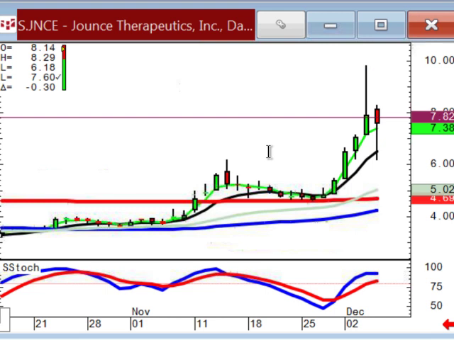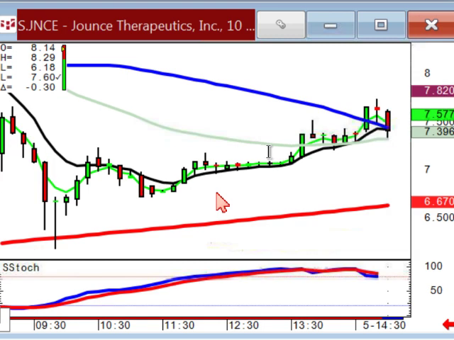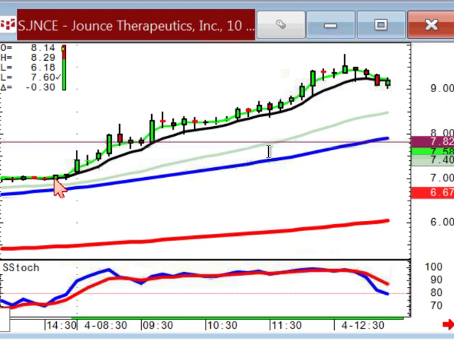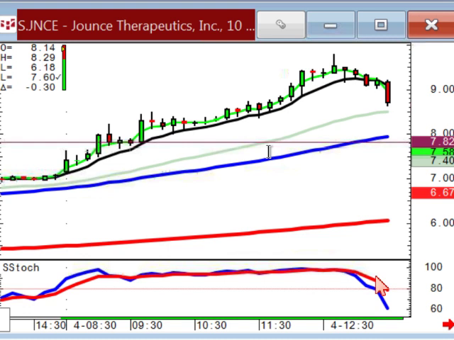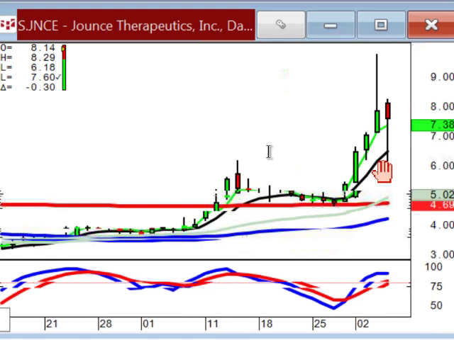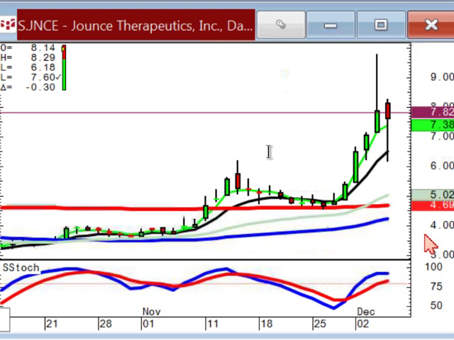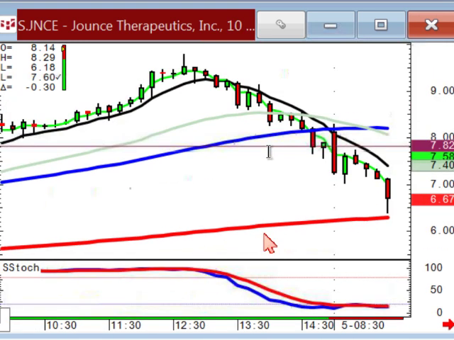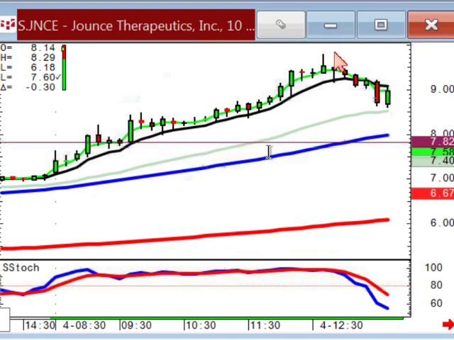We simply go to our 10-minute chart. Let me see if I can. So here is probably that move. I think. So this went up to 9.5. Let me see if I can do this. Where was it? Oh, yes. So there's your move.